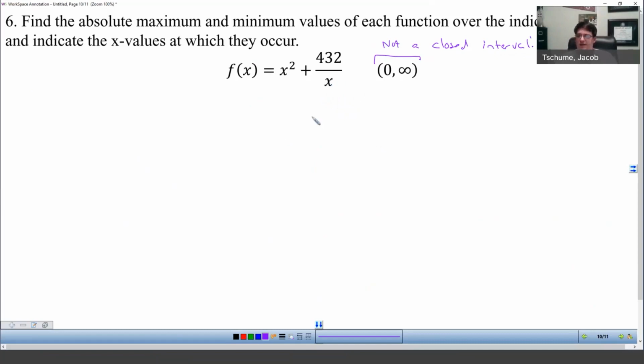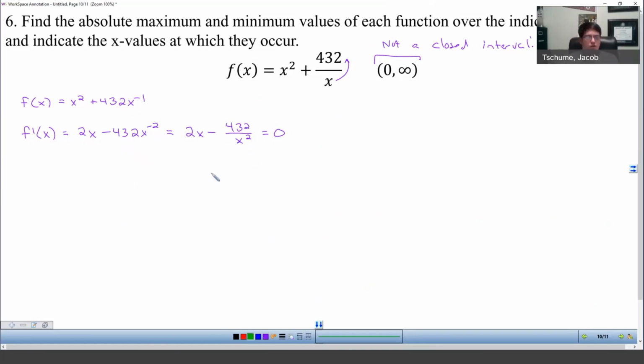So first thing I'm going to do is find the critical values of this function. Before I find the derivative of f of x, as we've done numerous times in these videos, I'm going to rewrite this second term as plus 432 x to the -1. When I find f prime of x, that's going to be 2x minus 432 x to the -2. I'm going to rewrite this as 2x minus 432 divided by x squared, and we're going to set this equal to 0 to solve for your critical values.